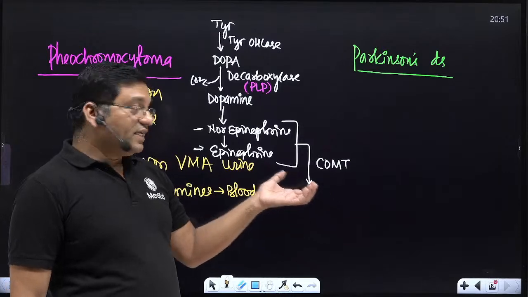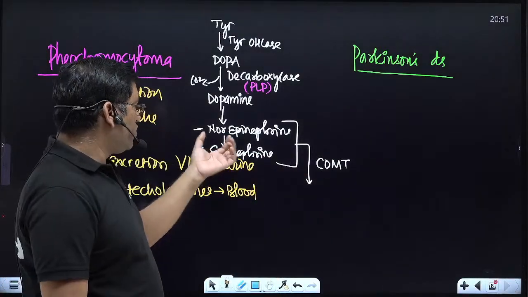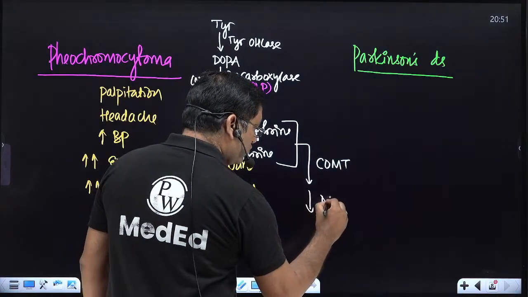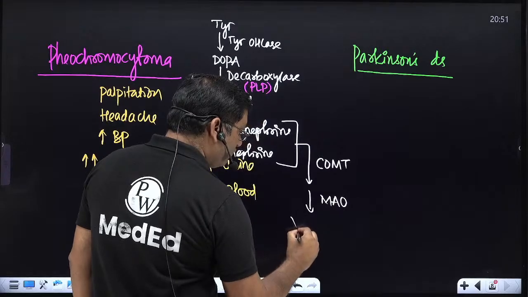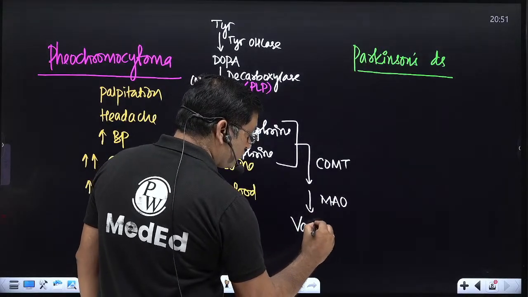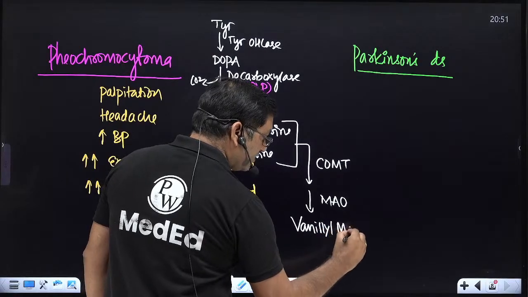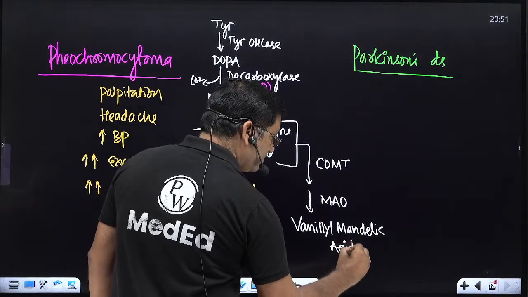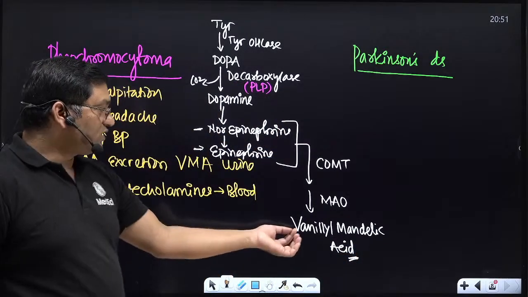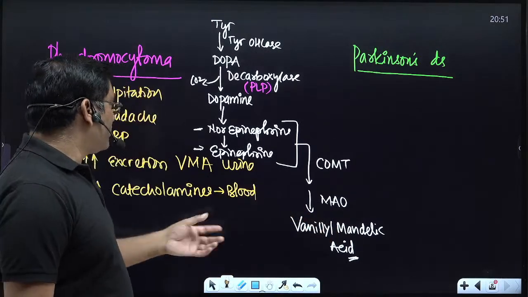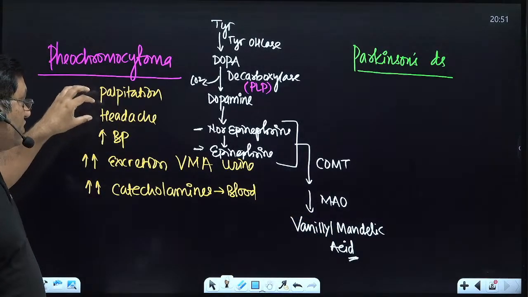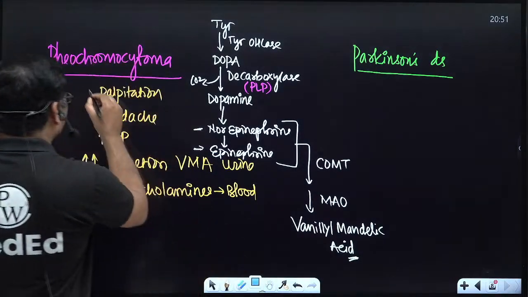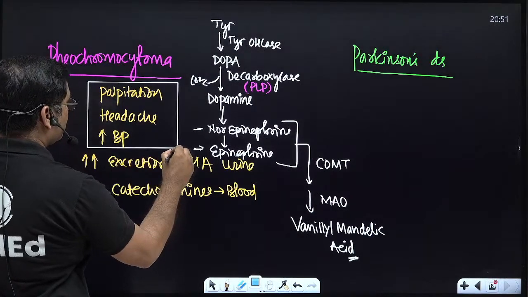They are degraded by the catechol O methyl transferase into normetanephrine and metanephrine, and again acted upon by the monoamine oxidase, and it is converted into vanillyl mandelic acid. So excretion of VMA in the urine is a diagnostic test for pheochromocytoma with this classical feature: palpitation, headache, raised blood pressure. Palpitation, headache and raised blood pressure, these are the clinical features.